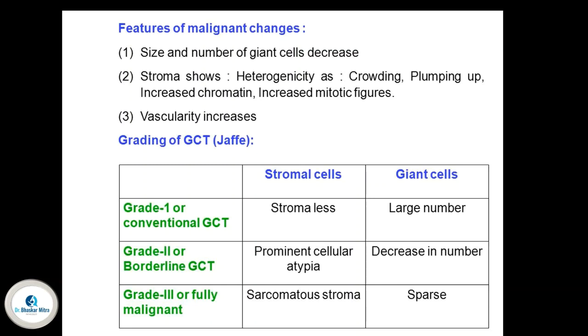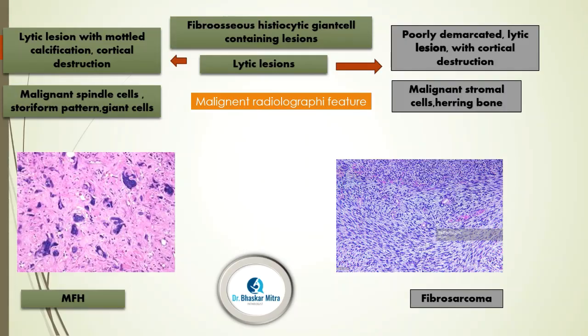Now these are the stromal cells and the giant cells. Stromal cells are fewer, but the giant cells are much more numerous. There is a prominent cellular atypia.